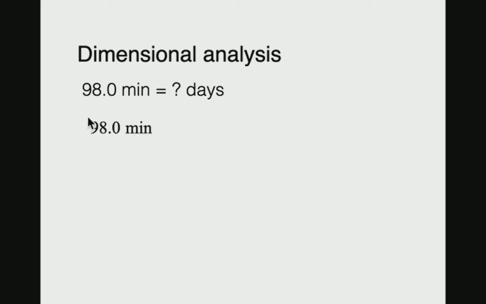Now when you do this, you'll always write down the number that you're given first. Always be careful to include the unit because that's the key to solving the problems. So what I'm going to do is multiply the 98.0 minutes by a conversion factor such that minutes will cancel out. So the conversion factor has minutes in the denominator so that it cancels out. If it was in the numerator, when I multiply this together, I would have minutes squared. So it's very important to pay attention to the units and place the units in your conversion factor such that they cancel out.